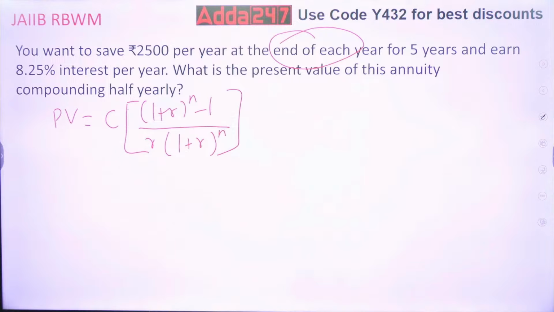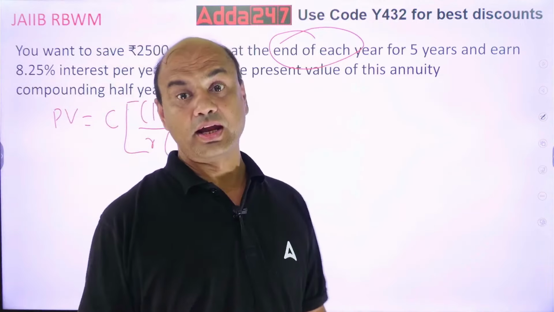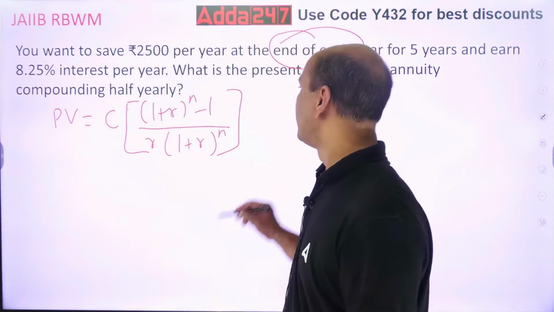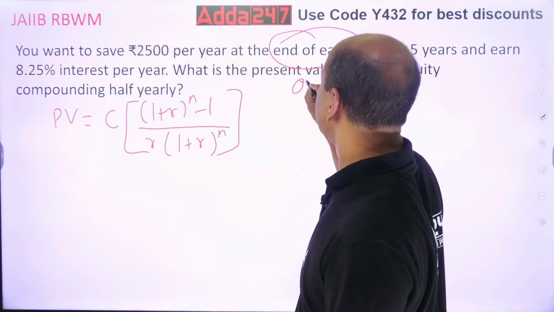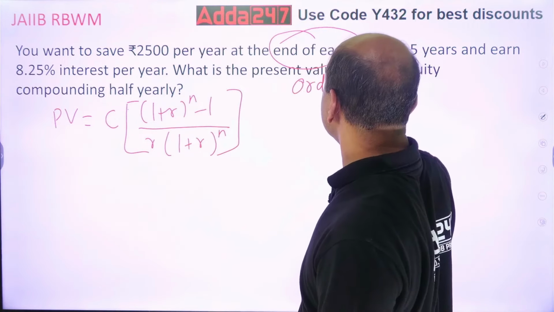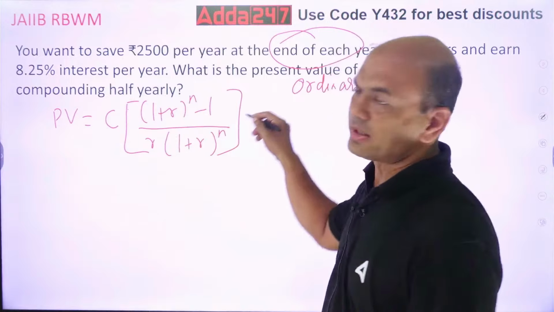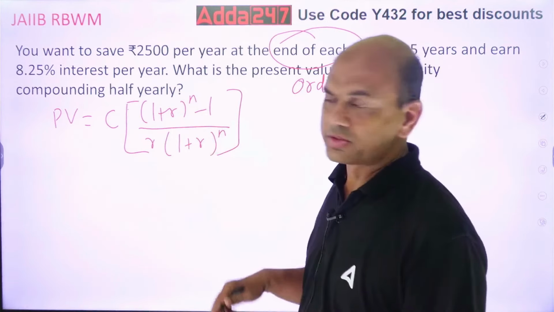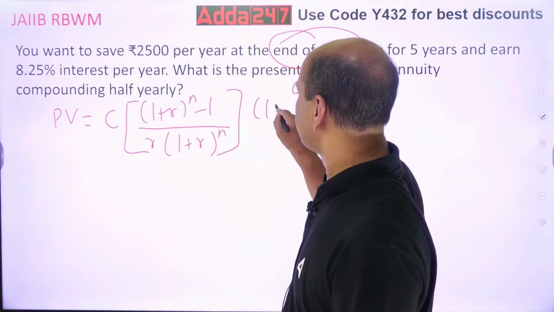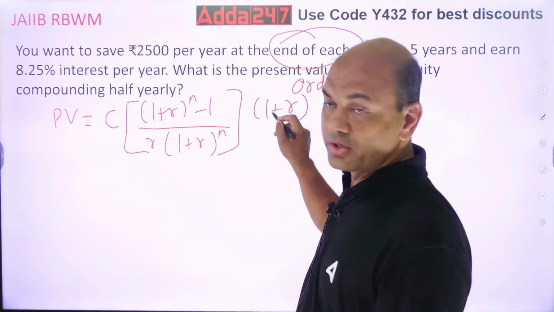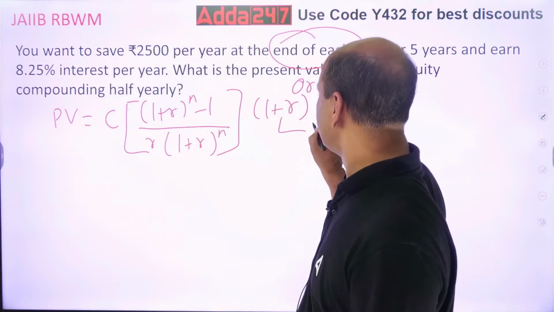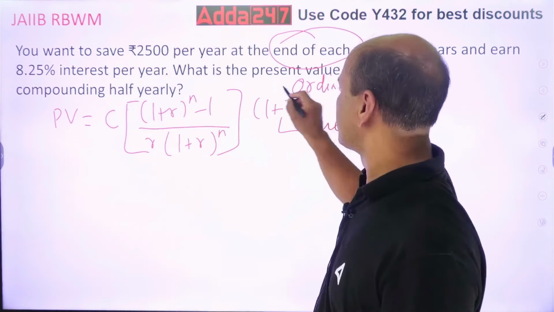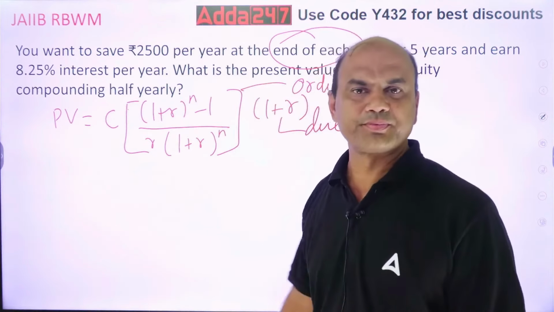Kindly note, at the end of the period means ordinary annuity. End means ordinary. And if it is at the beginning, then it is due. What do you have to do to find it for due? Just multiply this with 1 plus r. If it is due, multiply it with 1 plus r. For ordinary, simply this much.